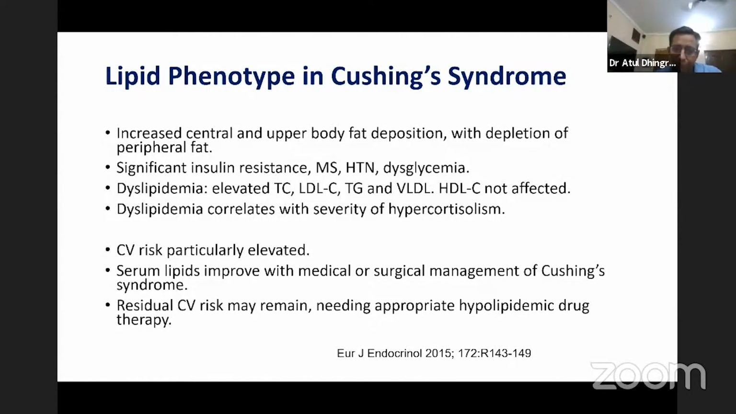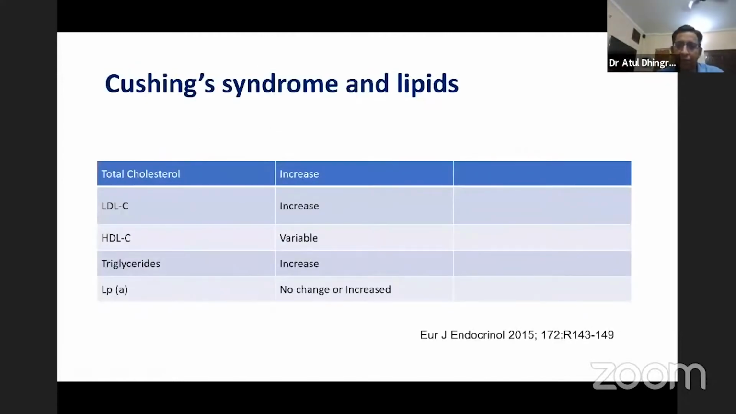Serum lipids improve with medical or surgical management of Cushing's, and once this patient has improved of their Cushing's, the residual CV risk still remains, and probably these patients require an appropriate hypolipidemic drug during their post-recovery period. So there is an increase in total cholesterol, LDL cholesterol, and triglyceride levels. This is what has been shown.